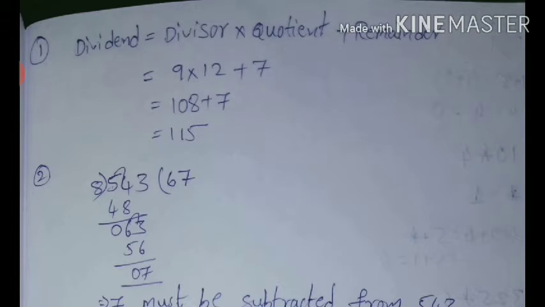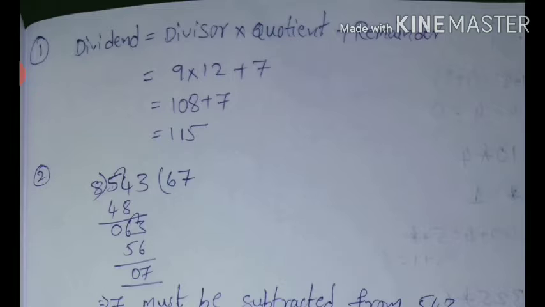We already discussed this division algorithm. So the division formula is dividend equal to divisor into quotient plus remainder. Here divisor is 9, quotient is 12, remainder is 7. So 9 into 12 plus 7, 108 plus 7 equal to 115. 115 is the number what we need.